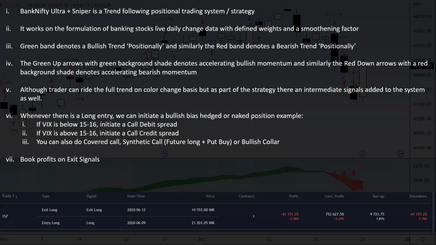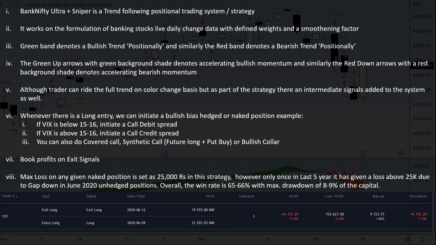So book profit on exit signals, with a max loss on any given naked position. Let's say you go on with a naked futures position, futures naked ही trade कर रहे हैं. So as per these indicator values, I have given a 1000 points ka stop loss. So 1000 points into a 25 lot size stands to 25,000 rupees. Now, why is such a big 1,000 point SL given?